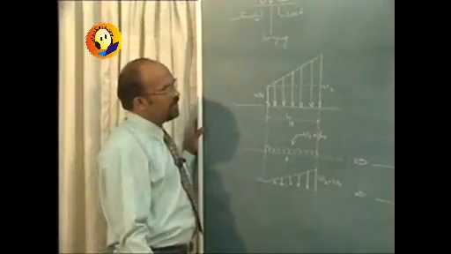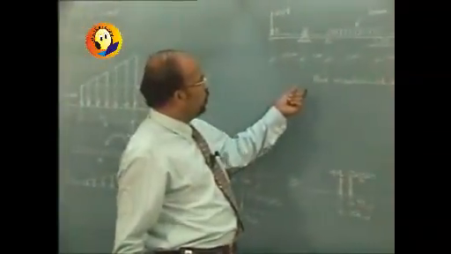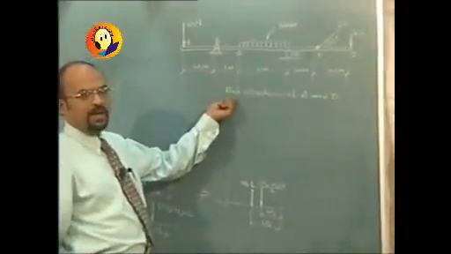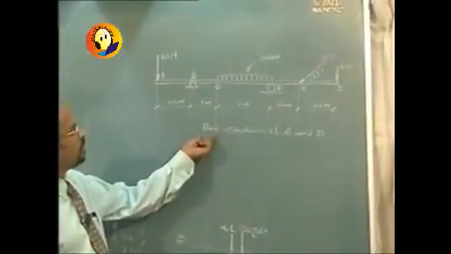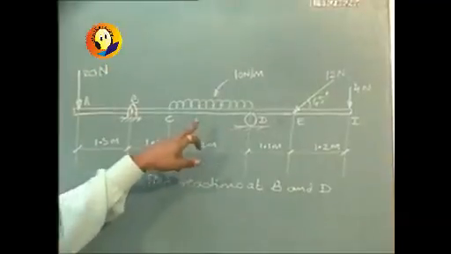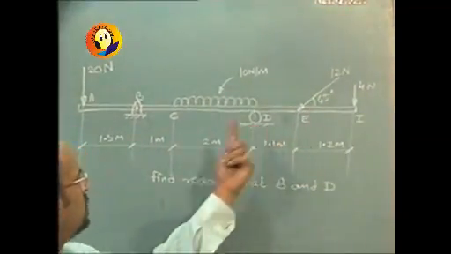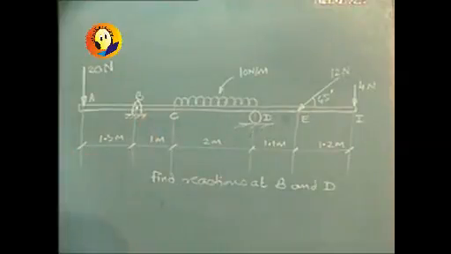So let us consider the problem to find the reactions at B and D. There are several types of loading: a point load, a uniformly distributed load, some angular load, a roller support, a hinge support, and of course we don't have the uniformly varying load so far as this problem is concerned.